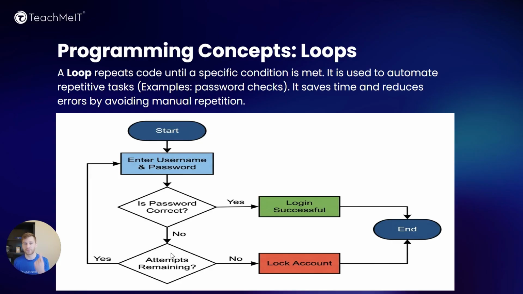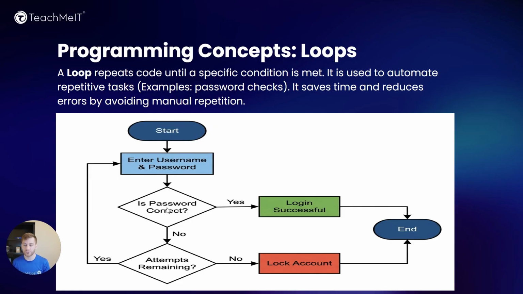If this was, say, the first login attempt, we would have 2 more. So the condition would be attempts remaining. Yes, since we have 2 more attempts left, we've only done 1. We could go back and the program would route us to enter our username and password again. And it might display a message saying that was incorrect. Please enter the right password, and so on and so forth.